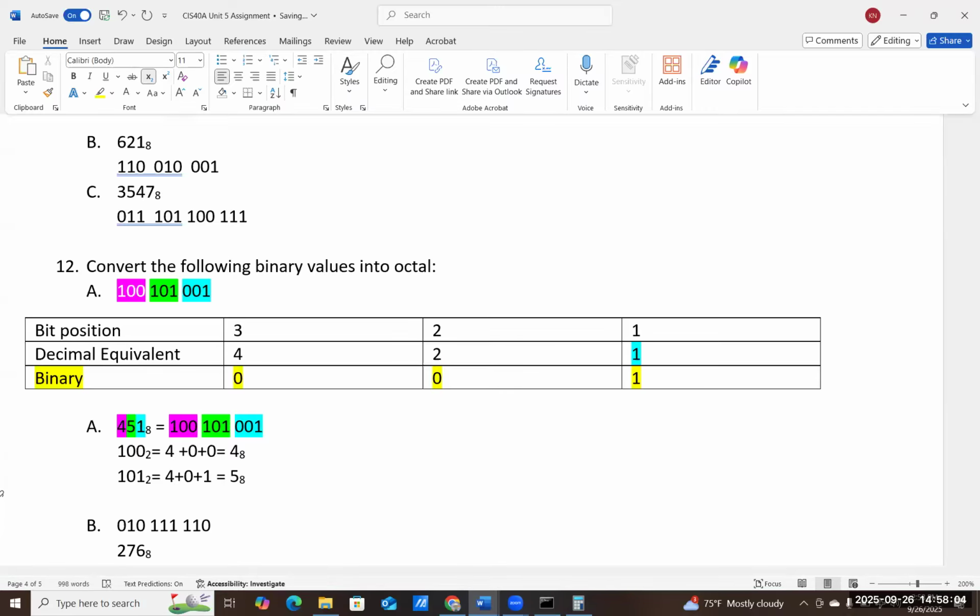I might as well do the last one. 001 in binary is going to be equal to, right? You take a 0 plus a 0 plus a 1, which gives you a 1 in octal.